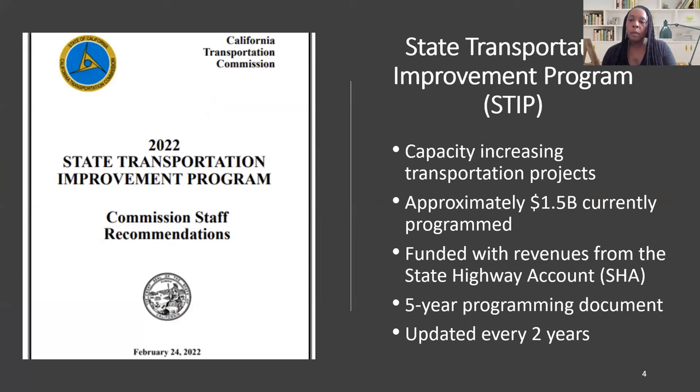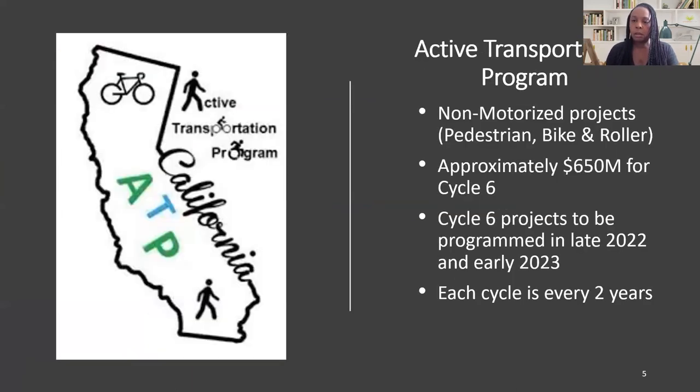So just to do an overview of the programs quickly, the STIP is a multi-year capital improvement program of transportation projects with a five-year programming document that's updated every 2 years, and there is about $1.5 billion currently programmed. And the purpose of the ATP is to encourage increased use of active modes of transportation, such as walking, biking, and rolling. There are now approximately $650 million in funding available for this current cycle, which just launched on March 15th, which is in its cycle six. And Trina will discuss this later in her presentation. And the cycles are every 2 years.